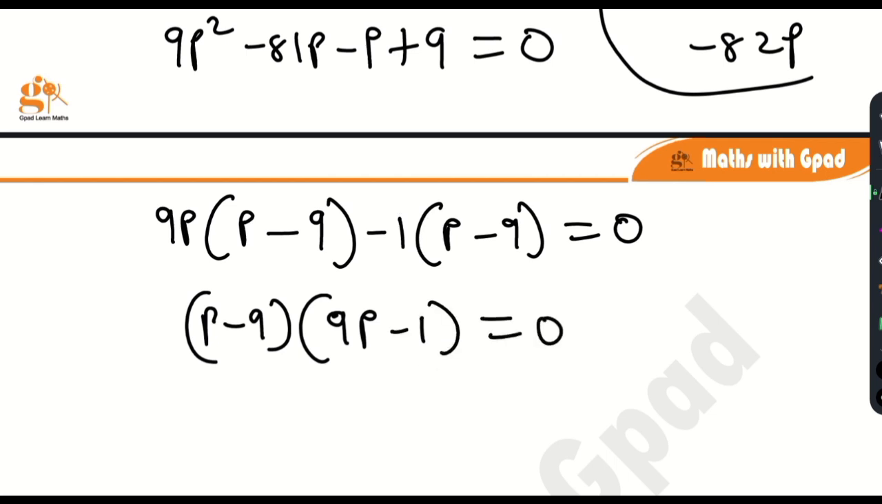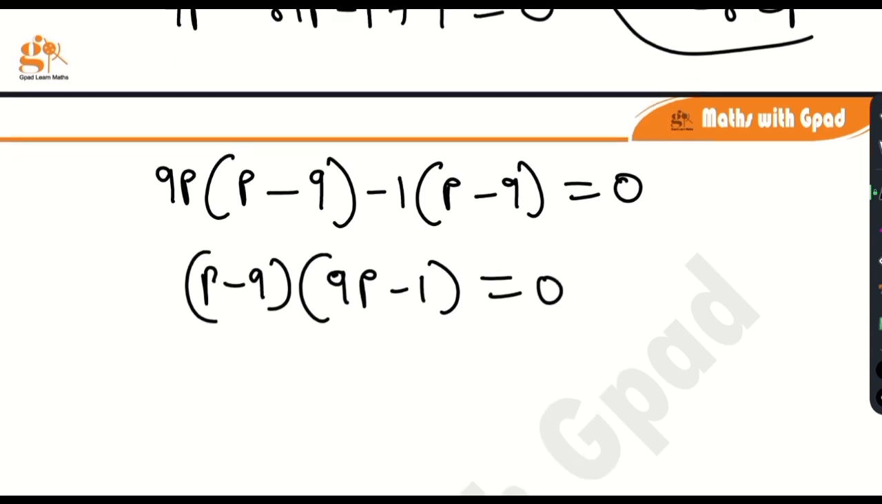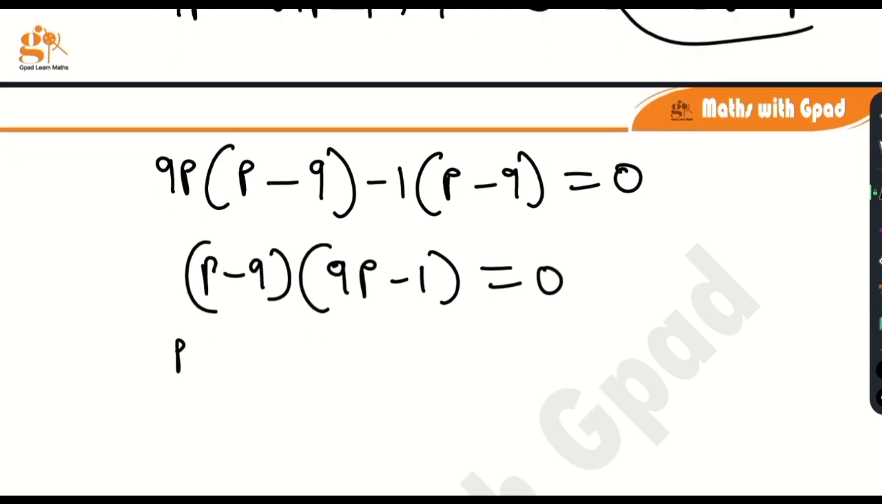Next thing is to bring in the zero product rule. When you have two factors multiplied together giving you 0, it means that either one of the factors is 0, or the two factors are 0. So this means that p minus 9 is equal to 0, or 9p minus 1 is equal to 0.